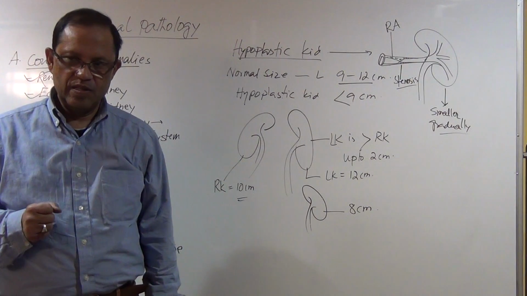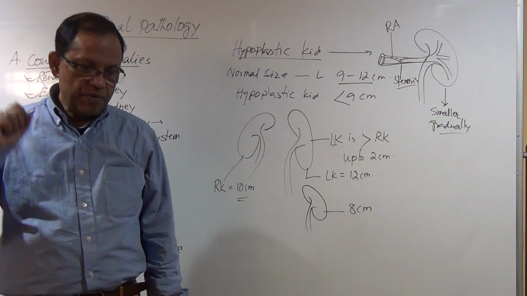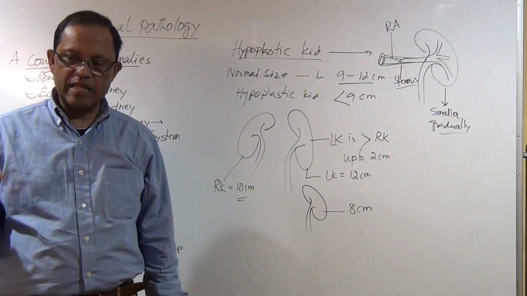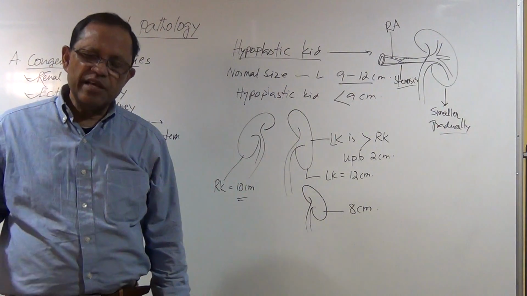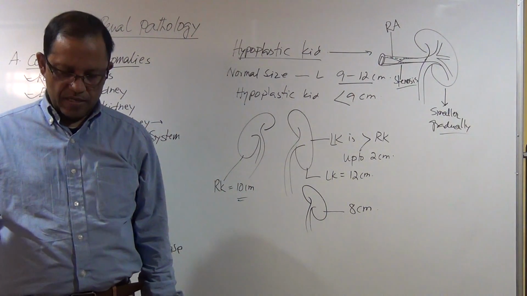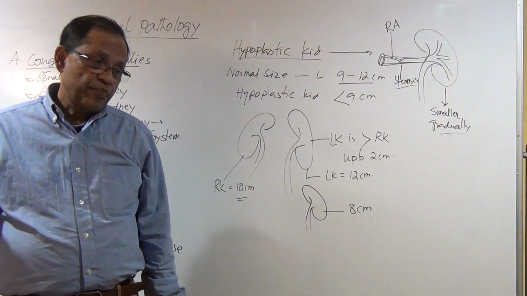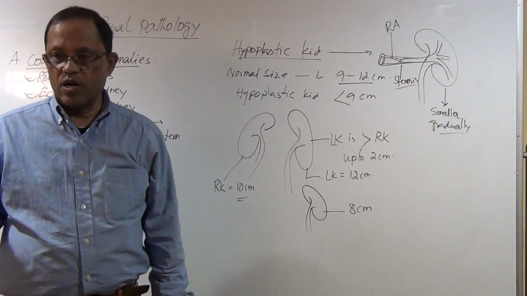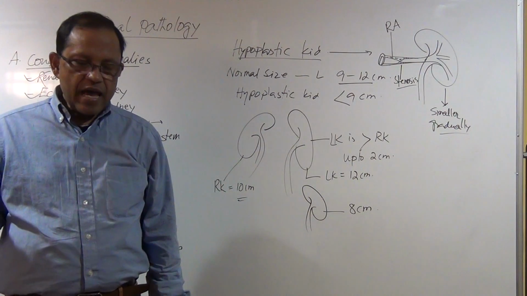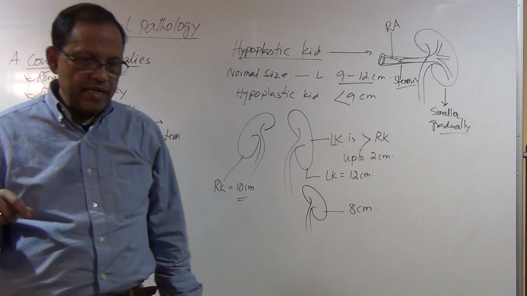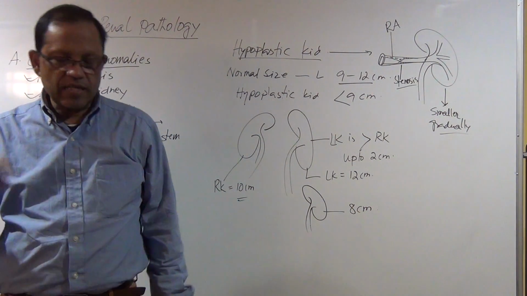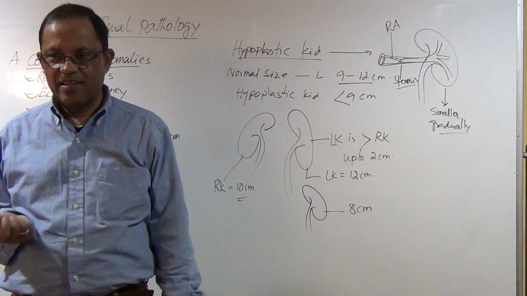Bilaterally small. So if it is bilaterally small, that means it is really challenging for that person, because the kidney has to work. And if one kidney doesn't work, the other kidney has to work double.